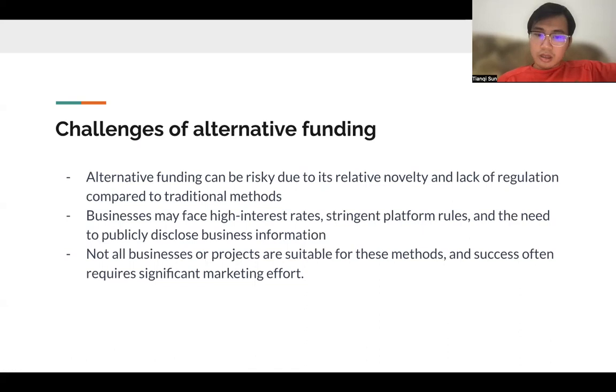And not all businesses and projects are suitable for these methods. Funding, I agree, is one of the most important things in a business: you know how to fund it, you know how to get money. But success always comes with marketing and branding. Those two are another big story to talk about, because without those, your product might be the best, but no one will know you, so they won't even buy from you. So without those, no matter how much money you have, it wouldn't work.